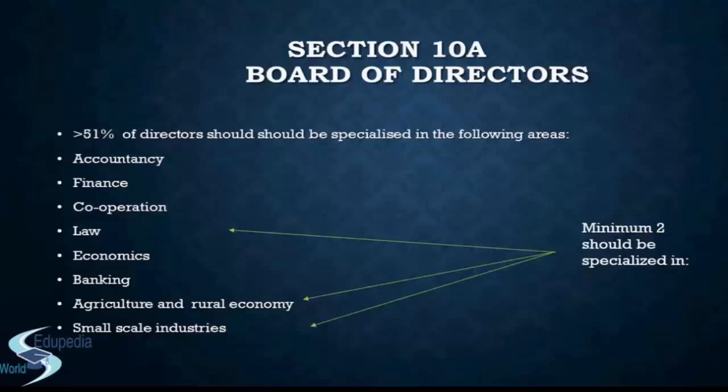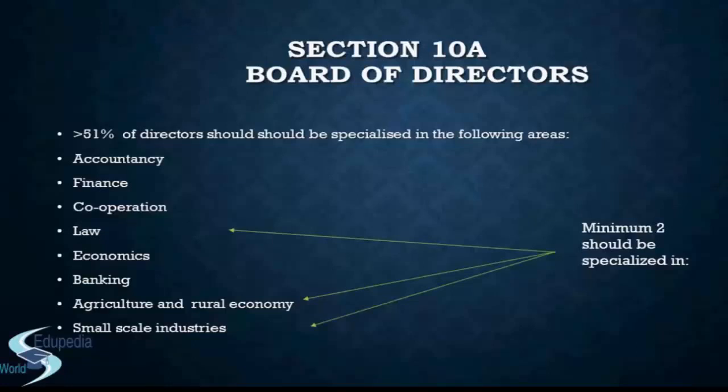Now we have set down the requirements of the board of directors. Now what if this requirement is not fulfilled? Right? If you have directors specialized in agriculture but not in law, not in small scale industries, they are specialized in some other fields. Overall, if the requirement of minimum 2 directors in these 3 fields and all the other directors specialized in any of the 8 topics or other topic given by RBI is not fulfilled, then what? Will they be penalized? No.